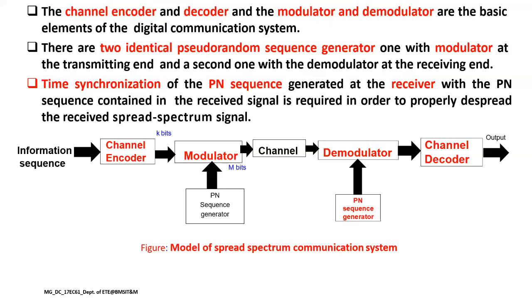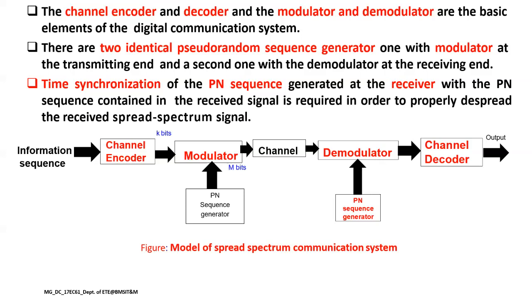Like in conventional coherent communication, the phase of the carrier needs to be synchronized to get proper information at the receiver side. In a similar way, here the time synchronization of the pseudo noise code, the pseudo noise sequence, is very important, and it is a challenge, because only the user who has the pseudo noise code will be able to receive the intended information signal. For others, it will become noise.